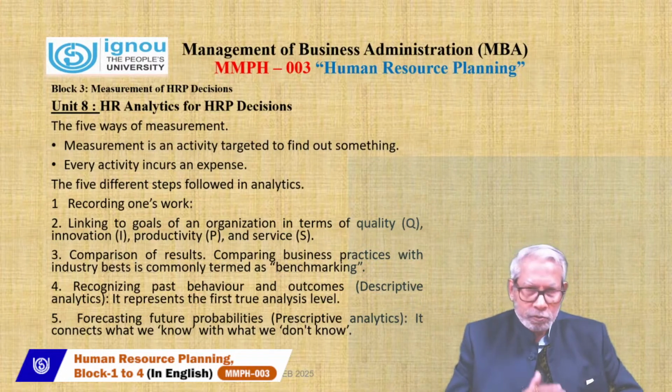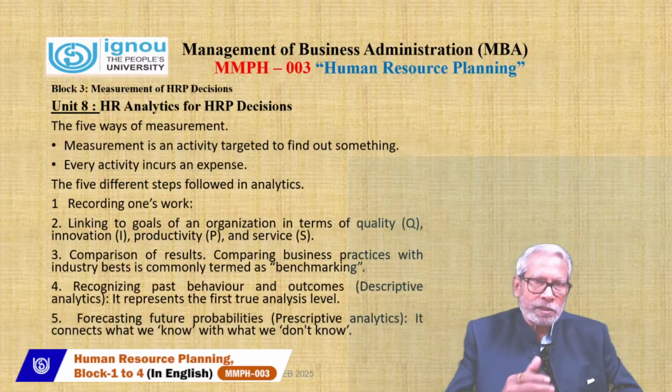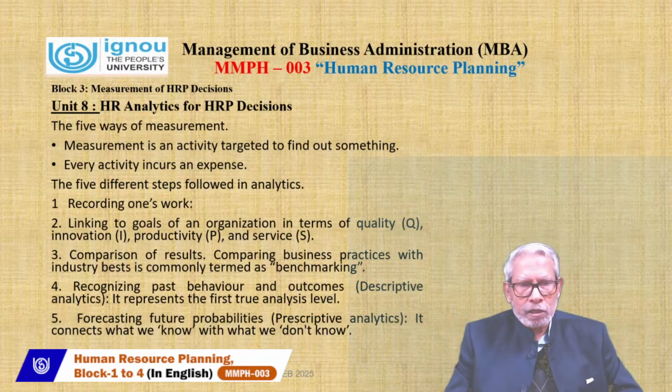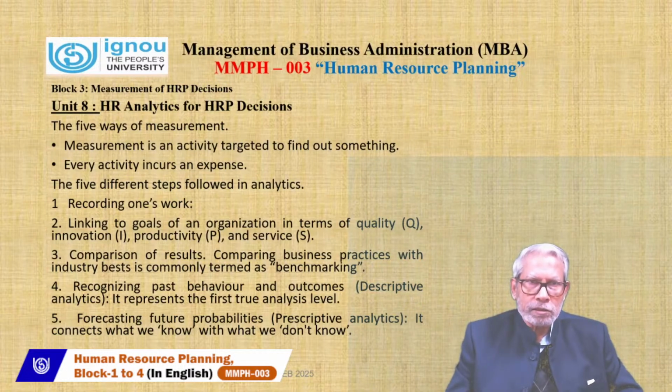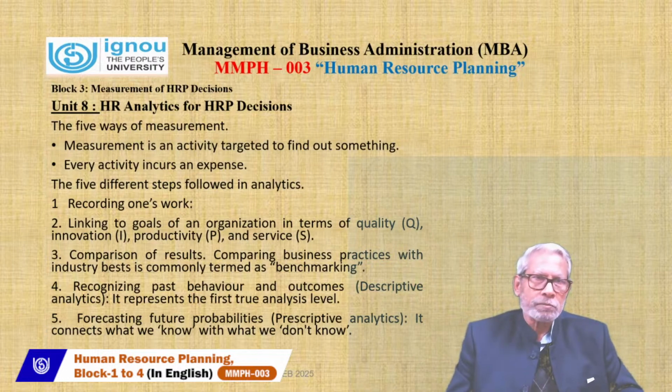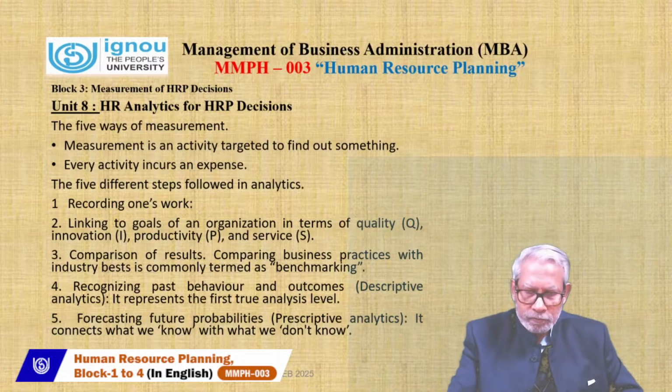You have to see to benchmark the things. Yes, we have achieved this much, and then you're forecasting the future probabilities. It connects with what we know and what we don't know. Situations should show that yes, we are at par with the things. You have to arrive at some satisfaction levels, some benchmarking levels.